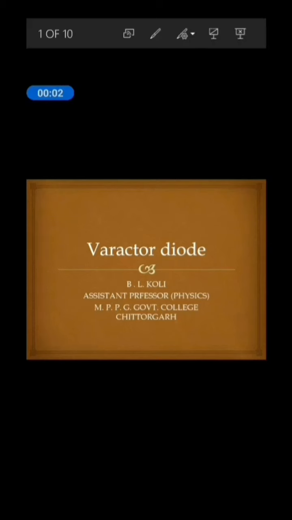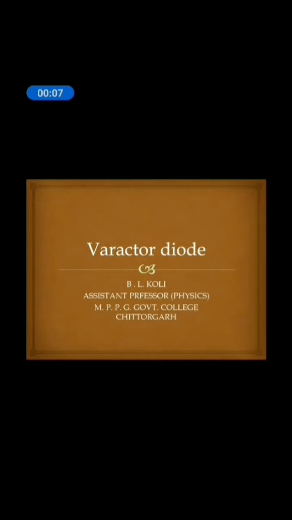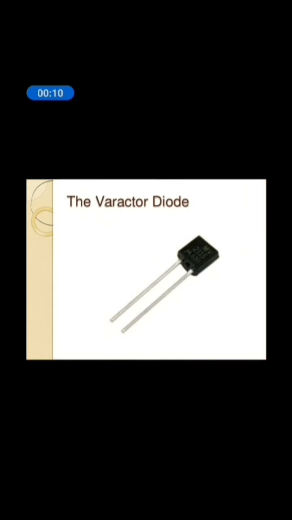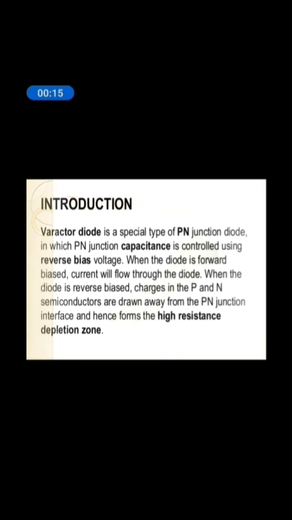We study about the varactor diode. This is the varactor diode. A varactor diode is a junction diode which acts as a variable capacitor under changing reverse bias. It is a special type of PN junction diode in which the PN junction capacitance is controlled using reverse bias voltage.